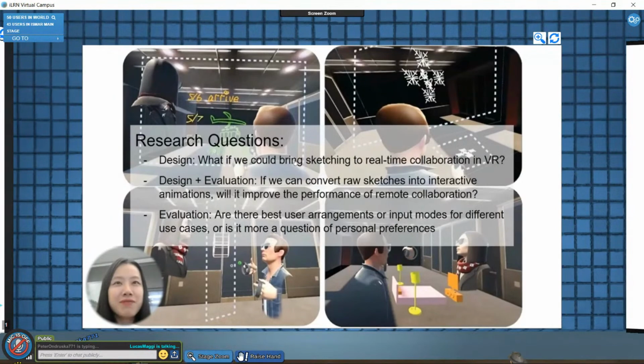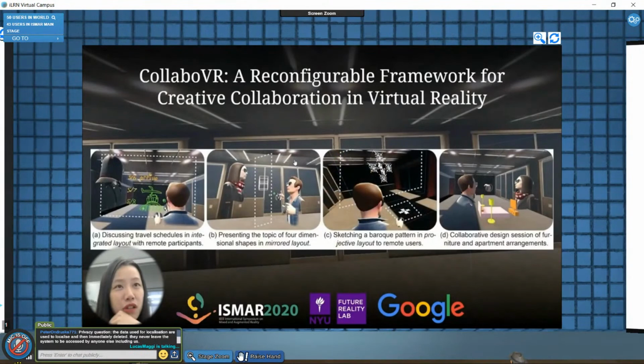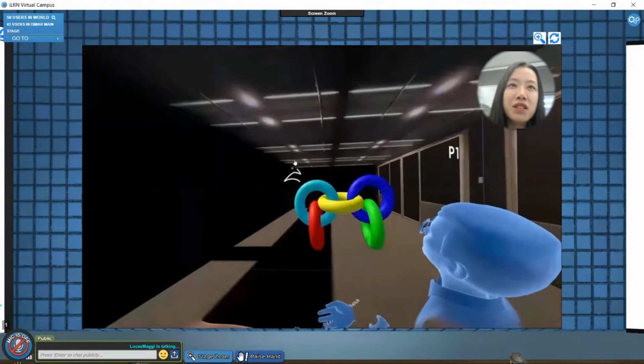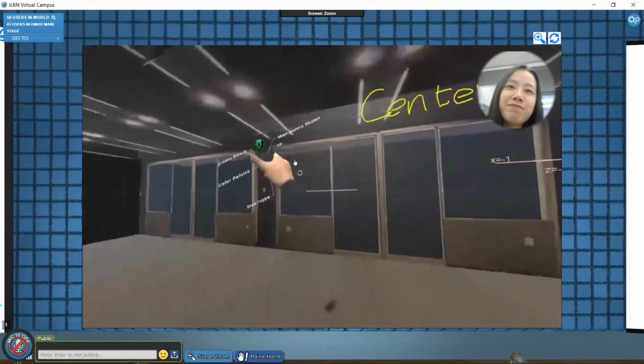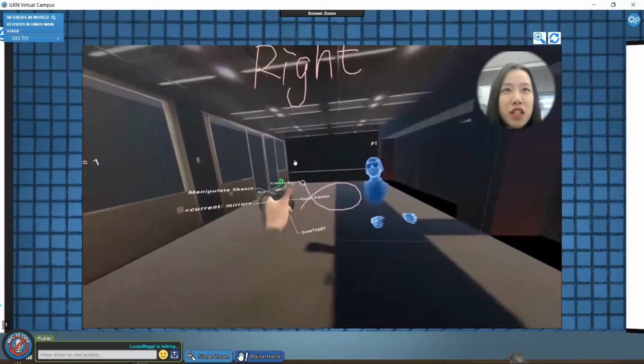To answer the questions, we present Collabo VR, an open source reconfigurable framework for both co-located and geographically dispersed multi-user communication in VR. Our system unleashes users' creativity by sharing freehand drawings, converting 2D sketches into 3D models, and generating procedure animations in real time.